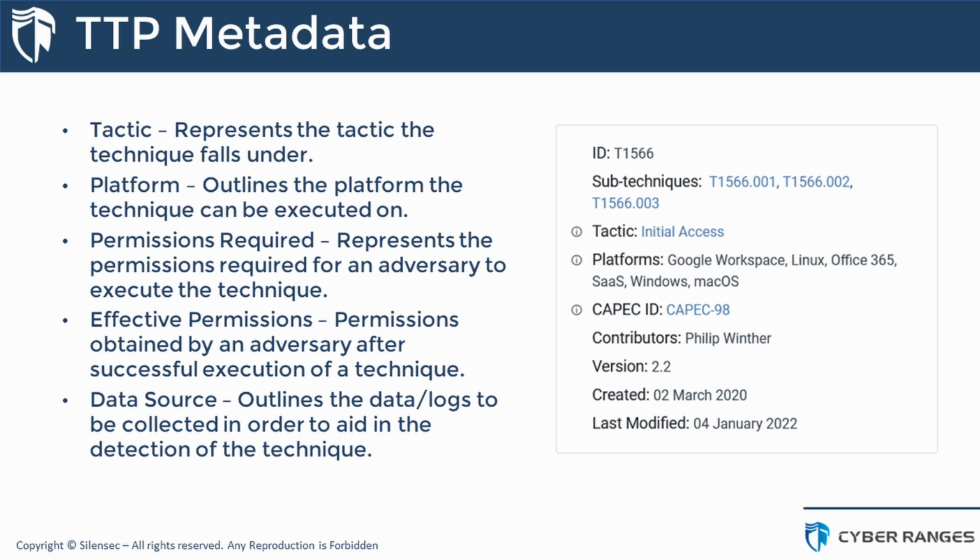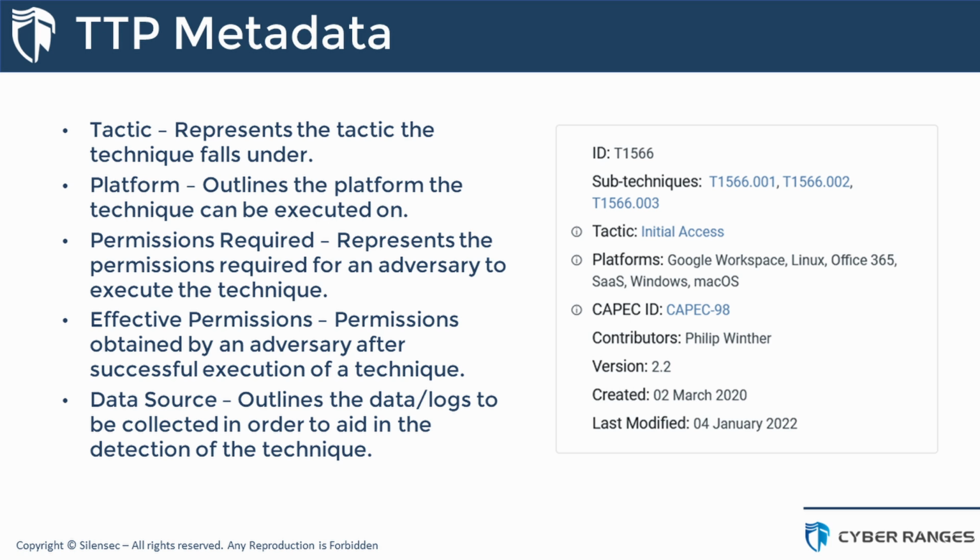So it tells you this will work on Google Workspace, Linux, Office 365, software as a service solutions, Windows, Mac OS, and then it provides you with contributors, the version, which is very important because the MITRE ATT&CK Framework is constantly being updated, and you might see in certain cases that technique and sub-technique IDs will be changed. So you always have to ensure that you're up to date. You don't really need to memorize all MITRE ATT&CK technique and sub-technique IDs, but just keep that in mind. And it also highlights when it was last updated. So in this case, the 4th of January, 2022.